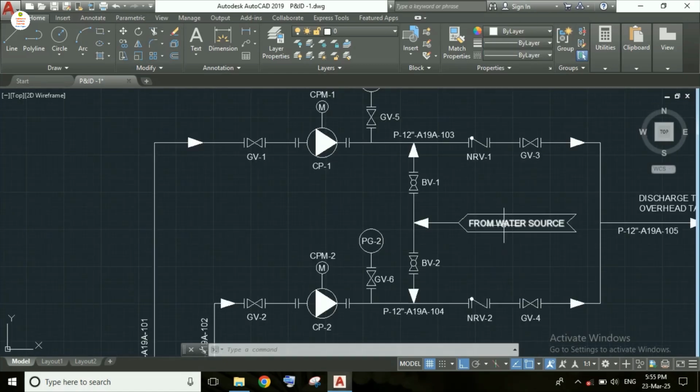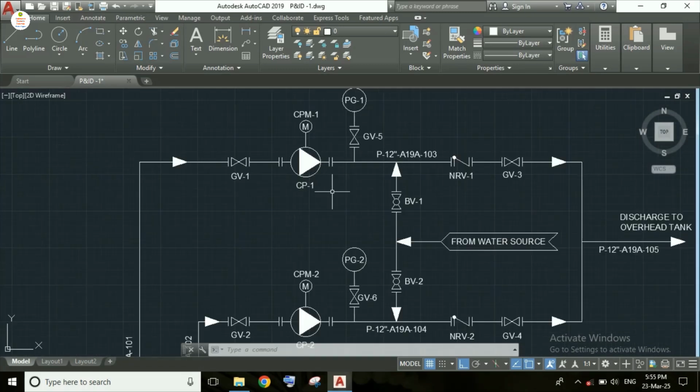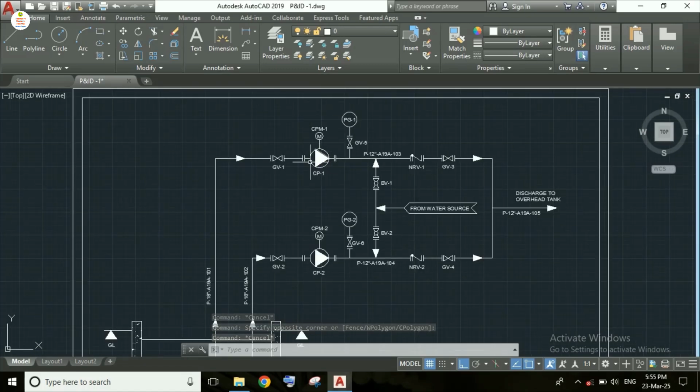Now let's see this priming arrangement. We have used this so that water from the source is forced into the centrifugal pump casing and suction line through this ball valve. So water goes like this. When centrifugal pumps are not primed or require priming, we use this type of arrangement, which helps to fill the liquid inside the pump casing and the suction line.